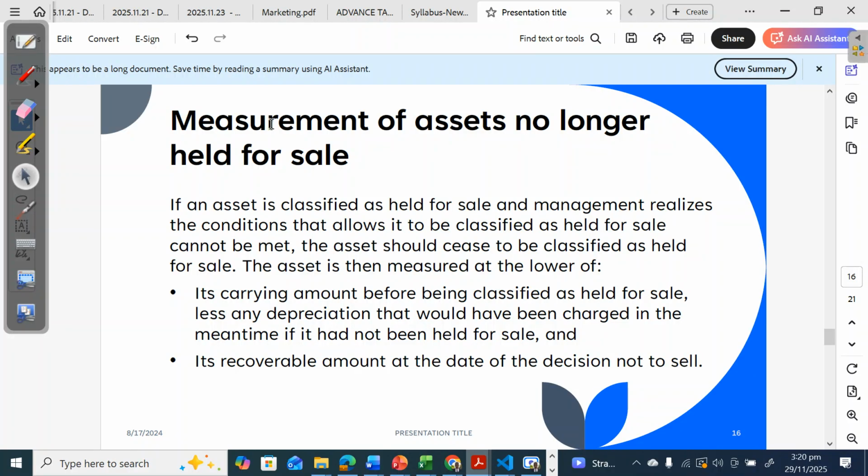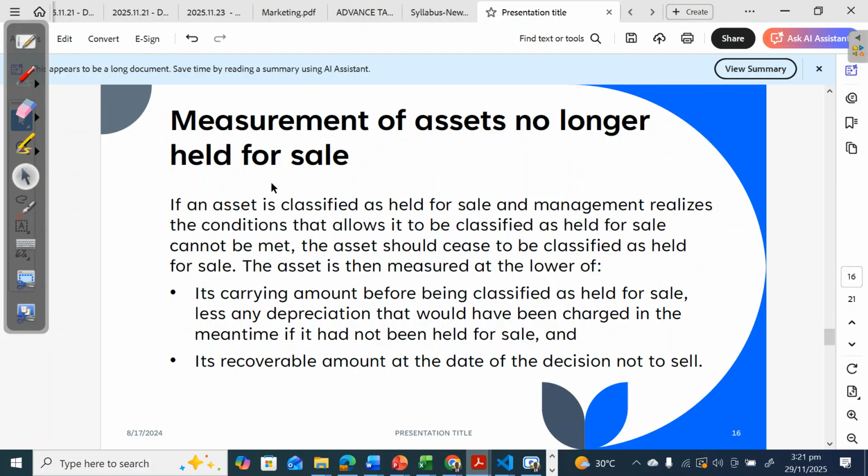Okay. Now let's look at measurement of assets no longer held for sale. You can classify an asset as held for sale, but due to some circumstances, you may not be able to sell it, and now you have to bring it back to its normal status, which is held for use. So if you classify an asset as held for sale and you are not able to sell it, and you are bringing it back to held for use, how do we treat it? That is what we are looking at.